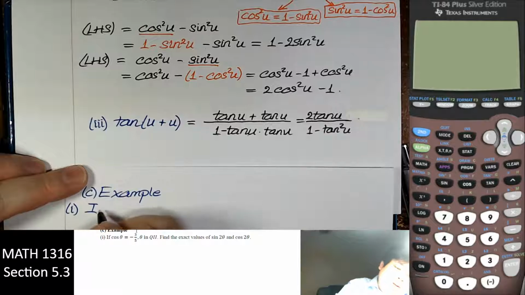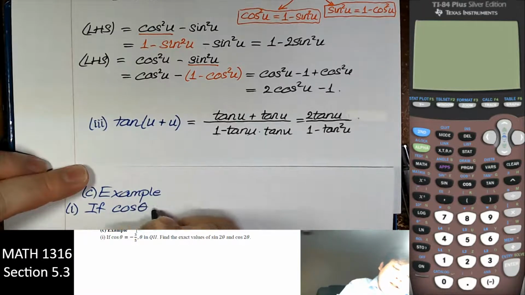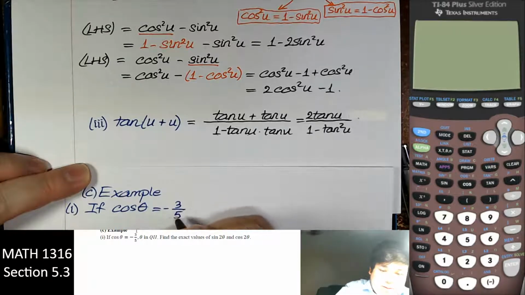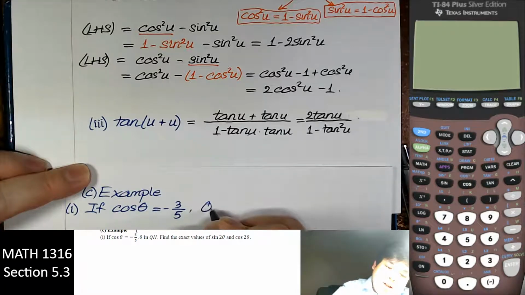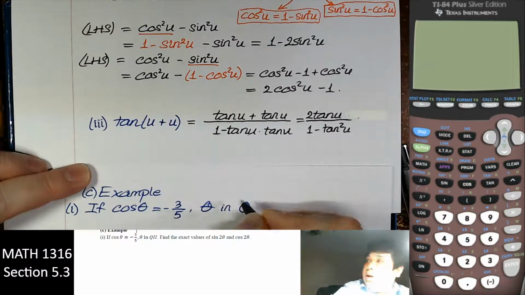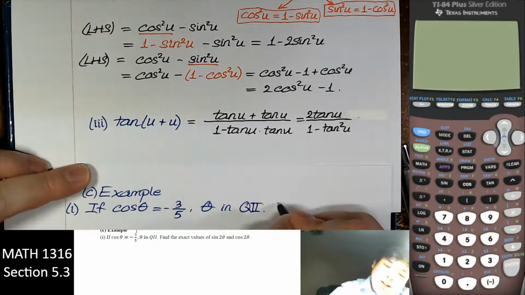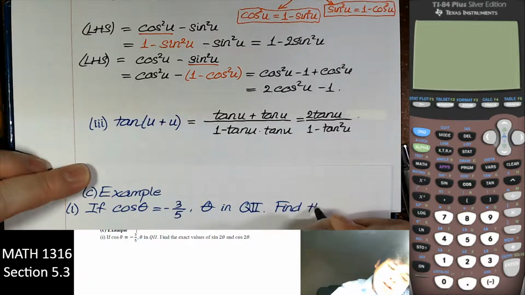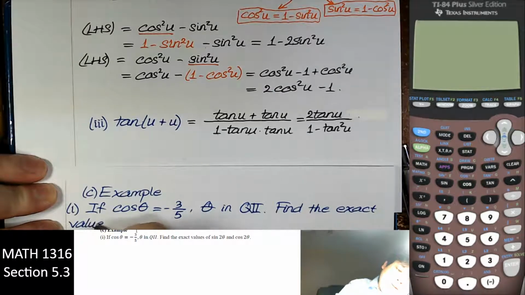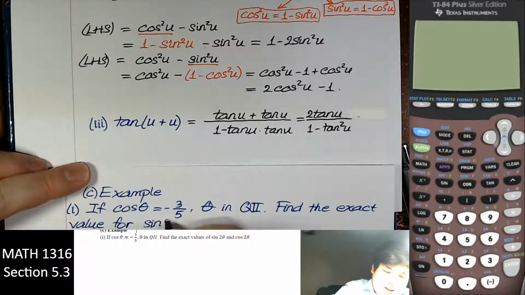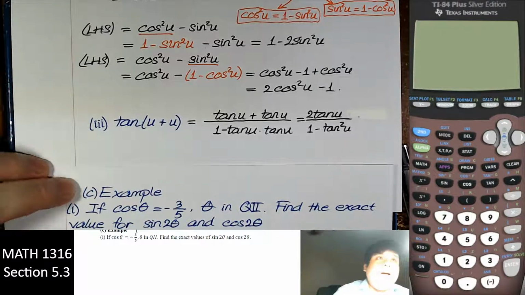If cosine of theta is equal to negative 3/5 and equivalent to, find the exact values for sine of 2 theta and cosine of 2 theta.